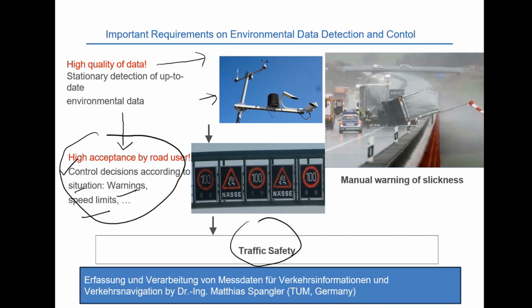So in simple words, this is stage number one, from which we collect the data, and then we have data analysis or fusion, and then we have the variable message signs. And then the fourth stage is that we are trying to see whether we ensure the safety of the traffic or not. So this is the typical example of the manual warning of the slackness.